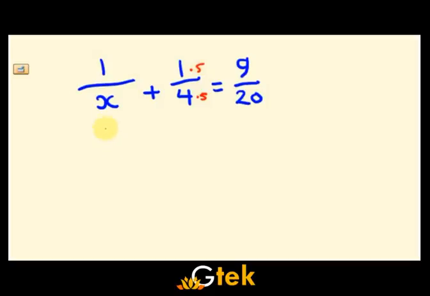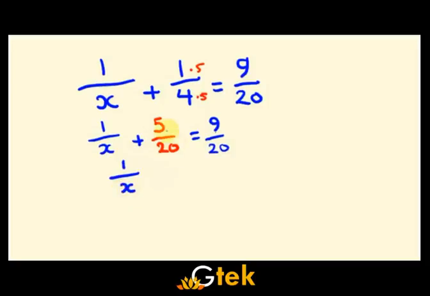So I'm going to write 1 by x plus 5 by 20 equals 9 by 20. Now what I'm going to do is move this 5 by 20 to the right side of 9 by 20. The plus sign will become a minus sign. So 1 by x is equal to 9 by 20 minus 5 by 20, which is 9 minus 5, right? It is 4 by 20.